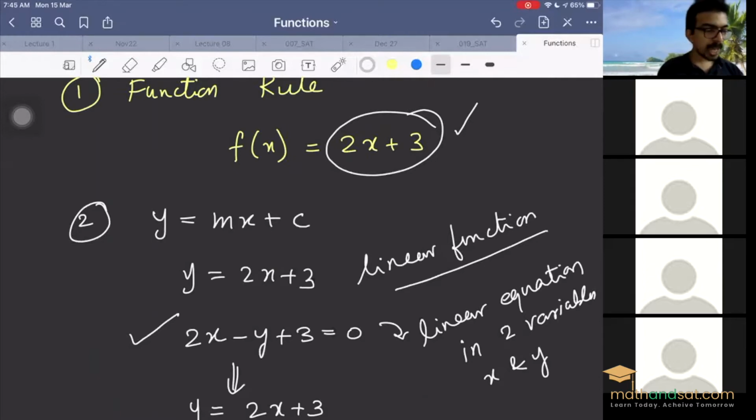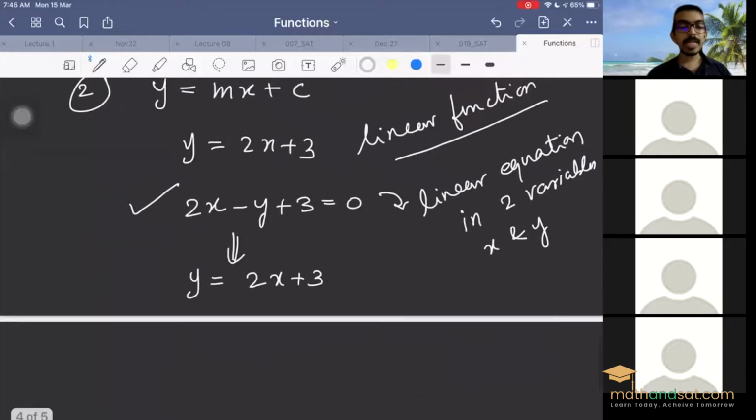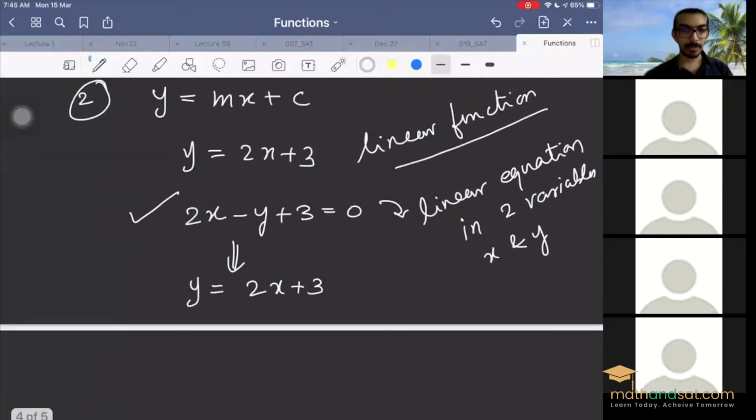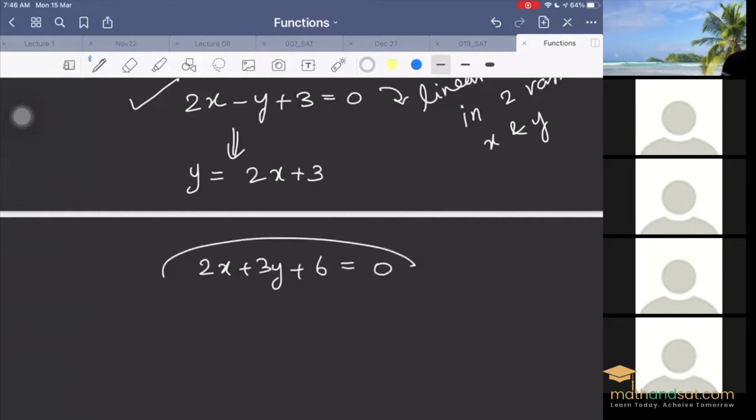Second method is if you have an equation that represents the relationship between the input-output variables. That way also you can say that it is a linear function. Okay. So my question is, is this a linear function? 2x plus 3y plus 6 is equal to 0. Does this represent a linear function?